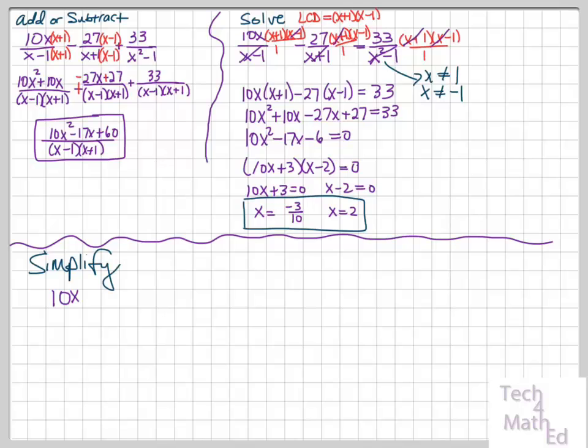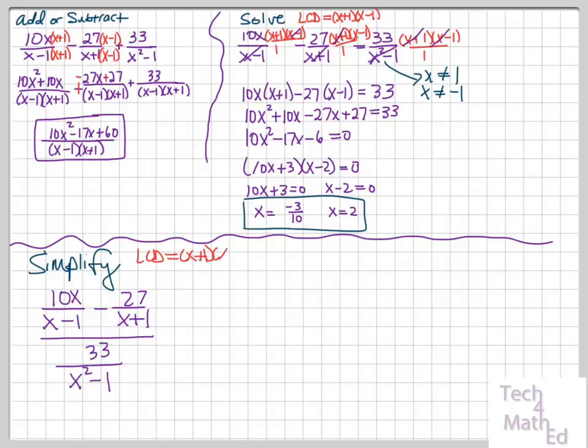Next, I want to compare this to simplifying a complex fraction. So notice I'm using the same three fractions. So this time we have 10x over x minus 1 minus 27 over x plus 1, and then the whole thing is over 33 divided by x squared minus 1. And I'm going to use the method of wiping out the extra fractions, which is method 2. So just like before in the other two problems, you have to find your lowest common denominator, which is still x plus 1, x minus 1.